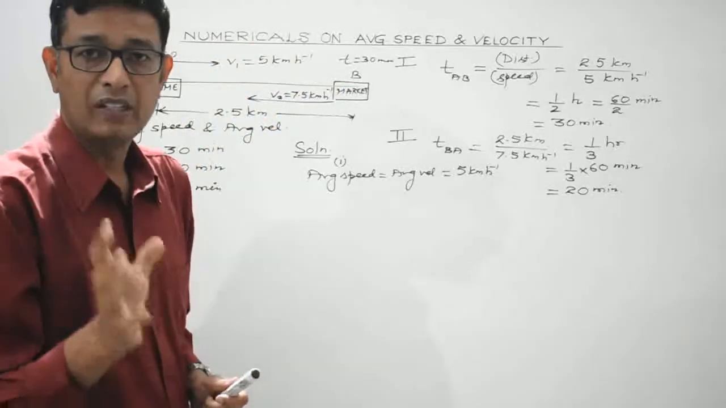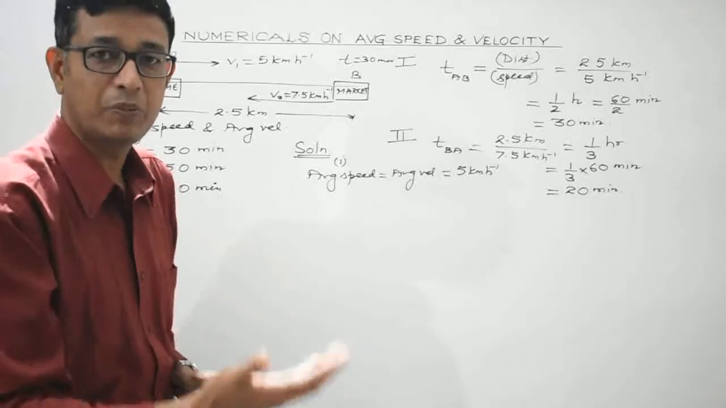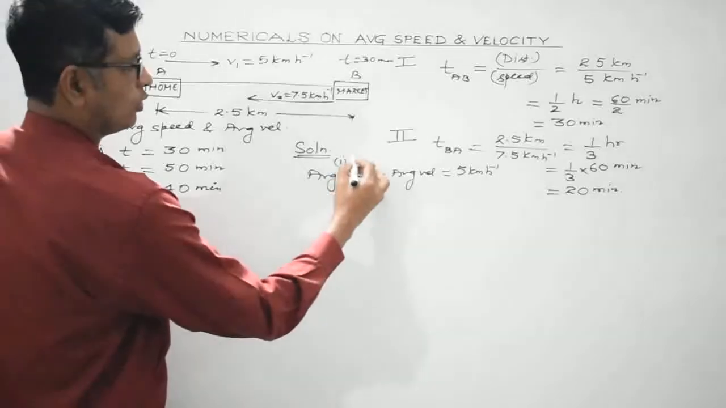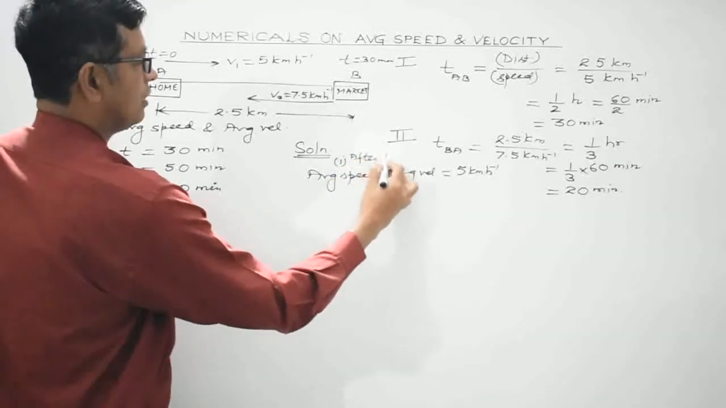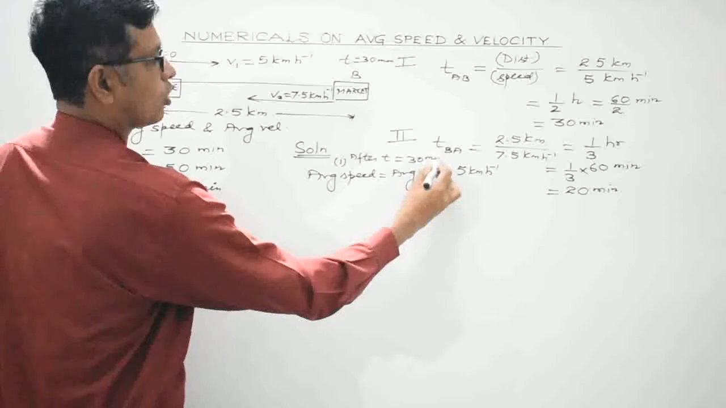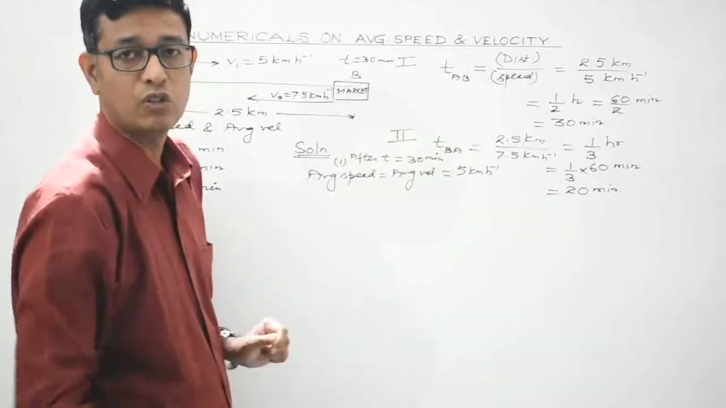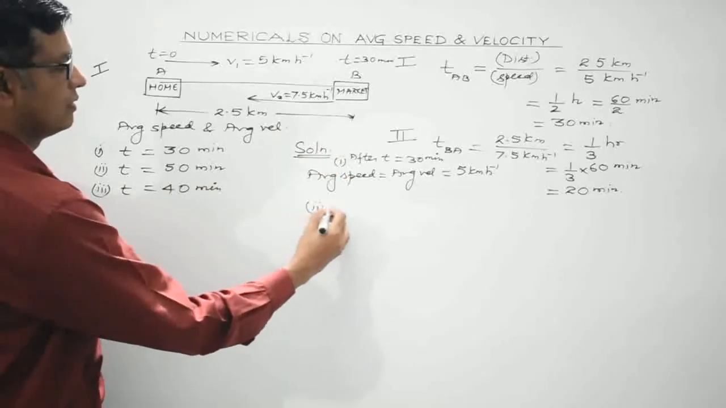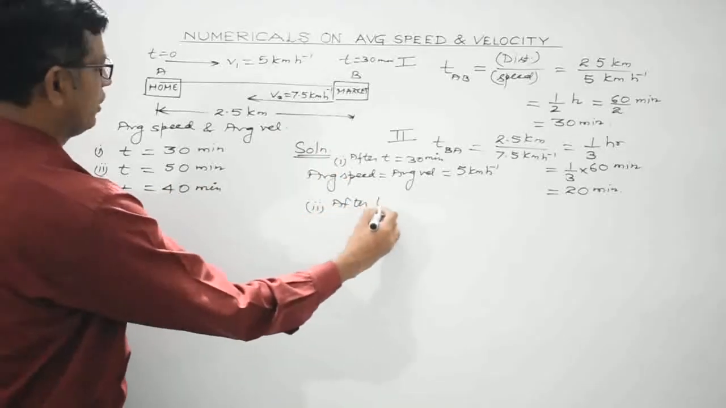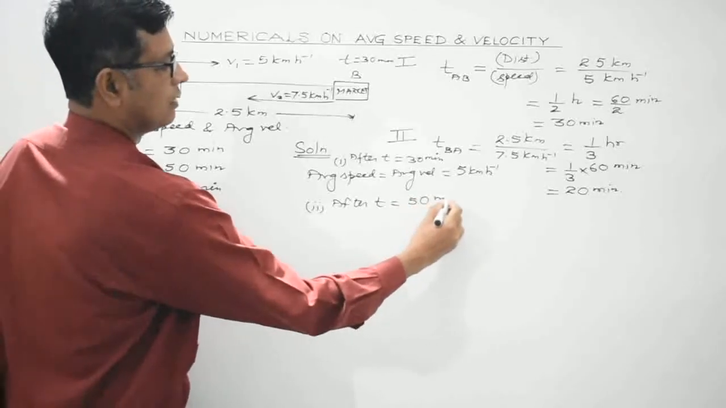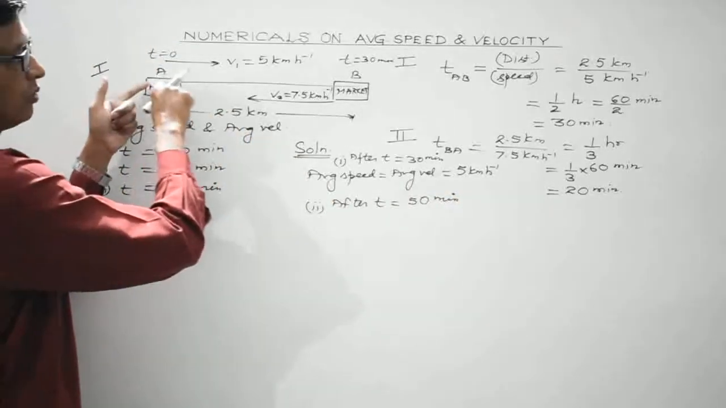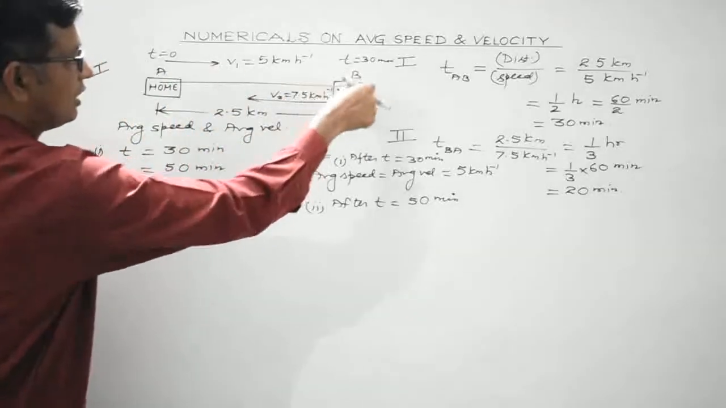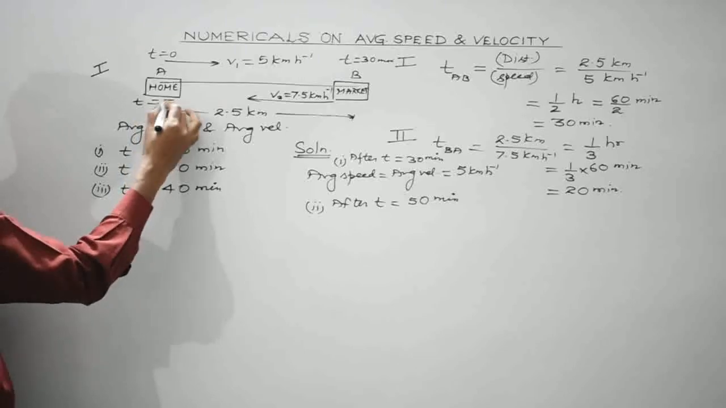Whenever the speed is constant, the instantaneous speed is equal to the average speed, which is what I have written over here. So after t equals 30 minutes, both the average speed and average velocity would be equal to 5 km per hour. No need for any calculation. Now second, after the duration of 50 minutes: t equals 0, he will take 30 minutes and again further 20 minutes to come back over here. So 30 plus 20, he will reach home after 50 minutes.